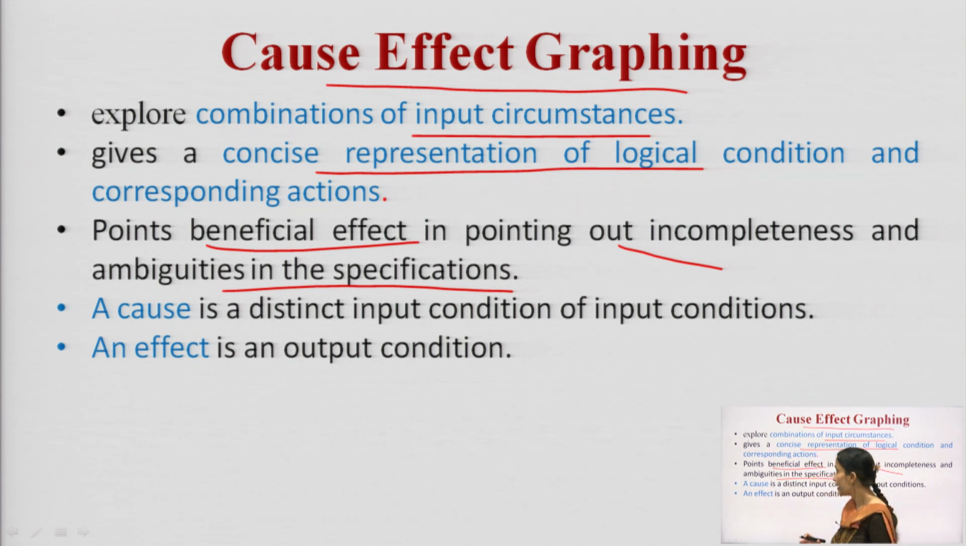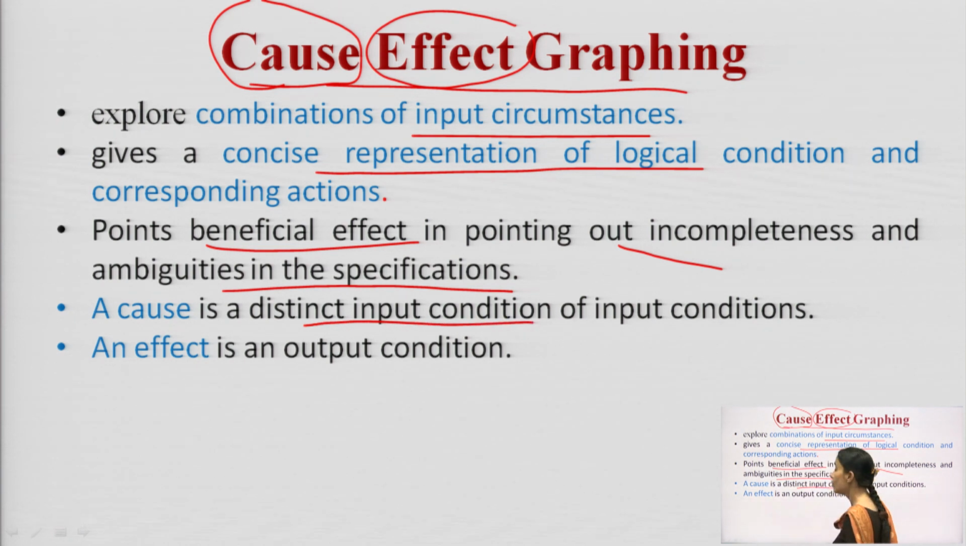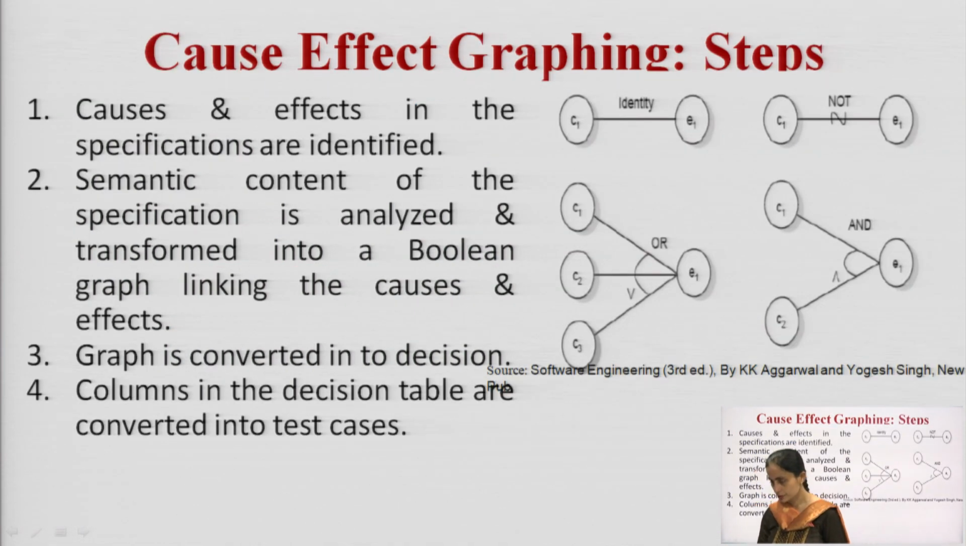Here, as the name suggests, cause is defined as the input and effect is the output. So cause is my distinct input condition, and effect is my output condition. Then what are the different steps for the cause effect graphing technique?